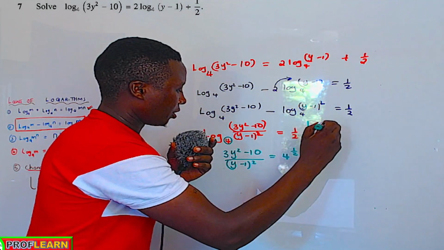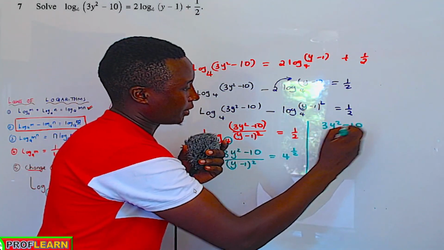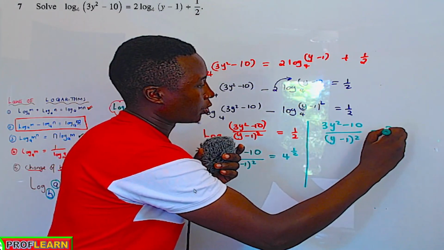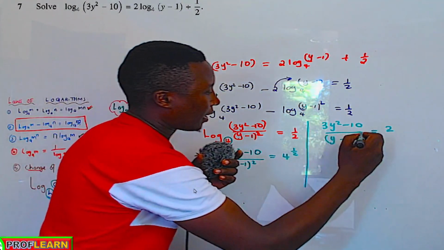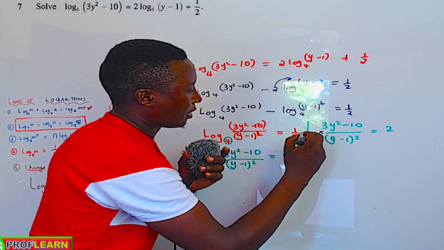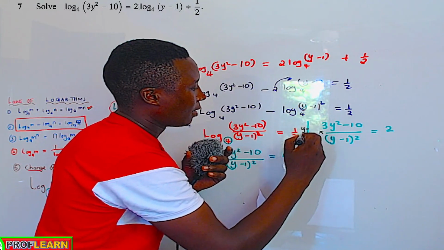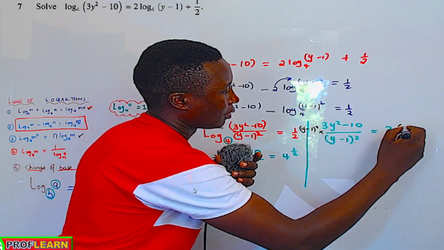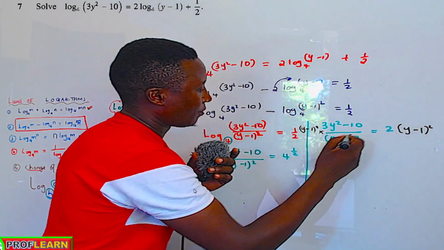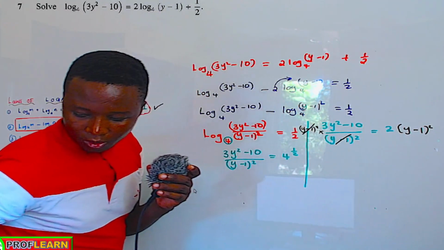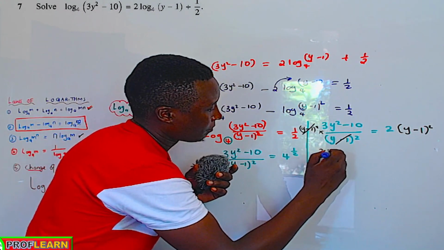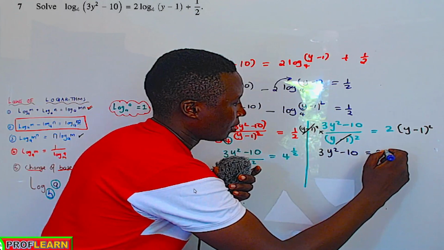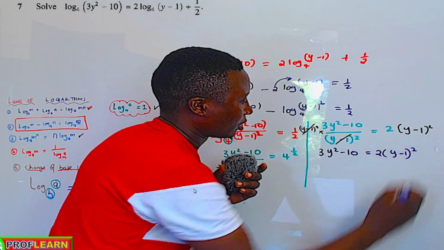So we are going to say (3y squared minus 10) over (y minus 1) squared is equal to 2. Then we can now multiply the denominator to both sides. So this is going to be (y minus 1) squared, (y minus 1) squared. This and this will cancel out, and then we are going to remain with 3y squared minus 10 is equal to 2 into (y minus 1) squared.